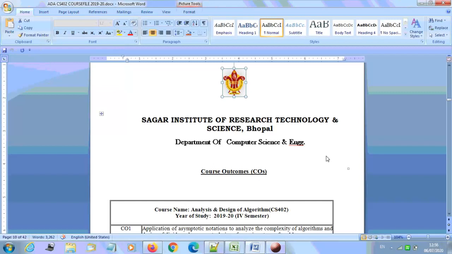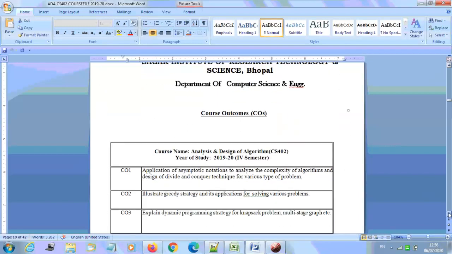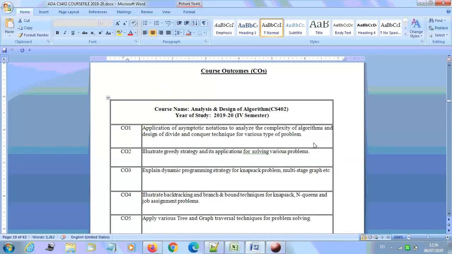Today I'm going to discuss the course attainment level. To calculate course attainment, first of all, we have to make course outcomes. I'm taking the subject Analysis and Design of Algorithms, and for that I have made these 5 outcomes. For each unit you have a course outcome: CO1 belongs to unit 1, CO2 belongs to unit 2, and CO3, CO4, CO5 belong to units 3, 4, 5 respectively. After making the course outcomes, we'll see how we are going to calculate the course attainment.